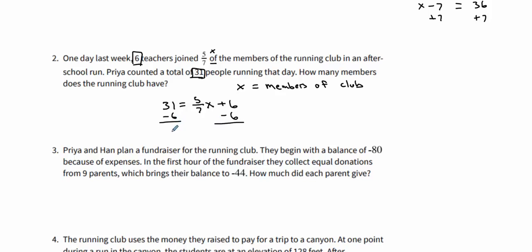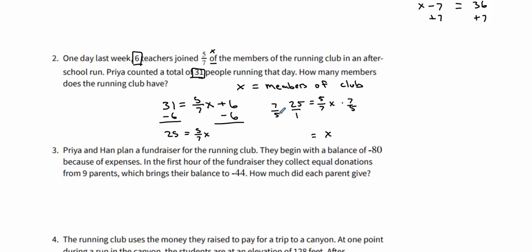That'll give us a total of 25 is equal to 5/7 times x. So 25 is equal to 5/7 x. So we're going to divide by 5/7, but since we're dividing by a fraction, we're going to multiply by 7/5. And we're going to multiply this side times 7/5. So our x would be 7/5 times 25 over 1.